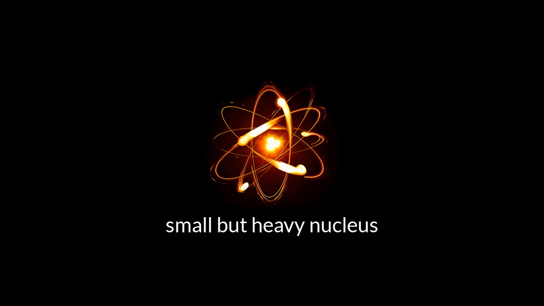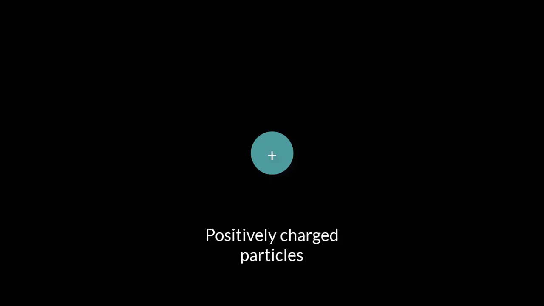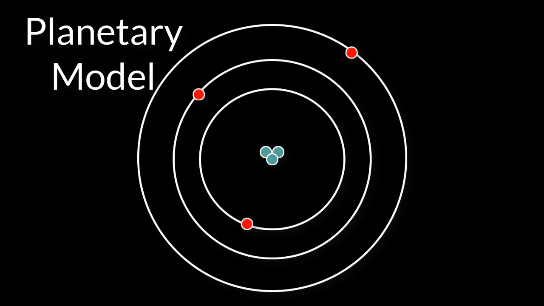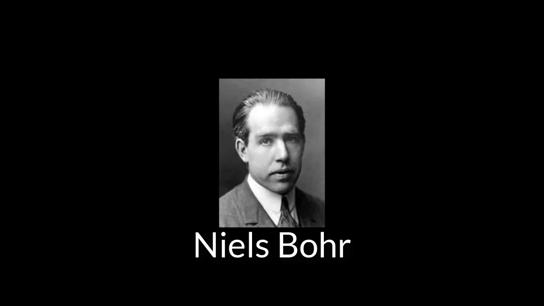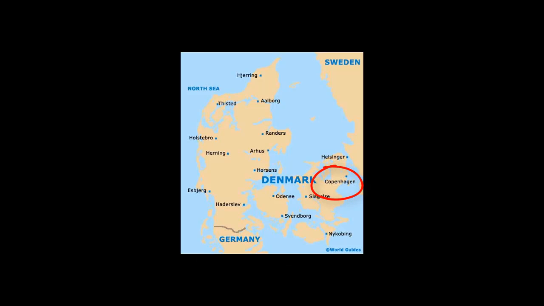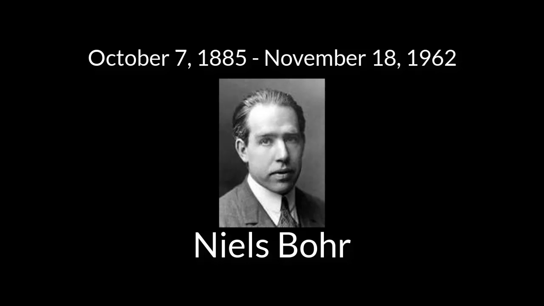Rutherford then concluded that the atom had a very small but heavy nucleus. He also knew that the nucleus was comprised of positively charged particles. He named these protons. Using this newly learned information, he created a model called the planetary model. It depicted protons at the center as a small heavy nucleus and electrons orbiting around it. A decade or so Rutherford's junior, Niels Bohr, was born on October 7, 1885, in Copenhagen, Denmark. He died on November 18, 1962.